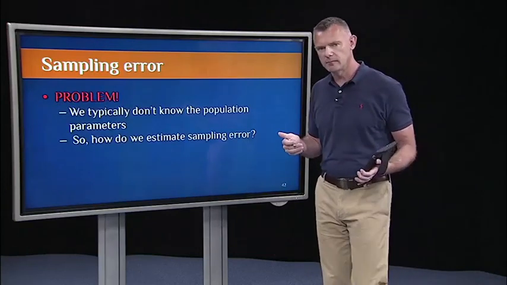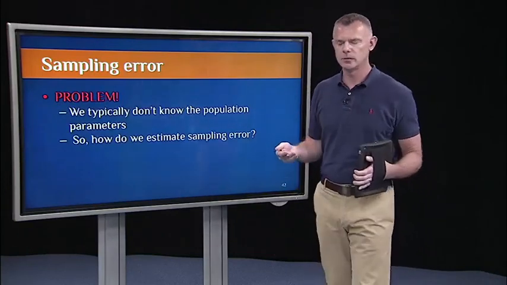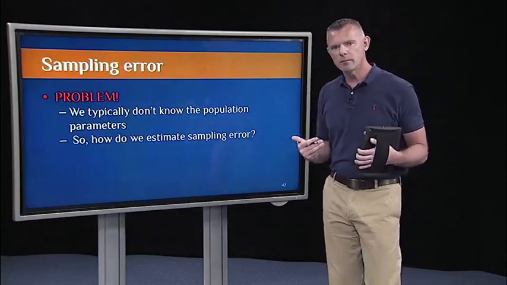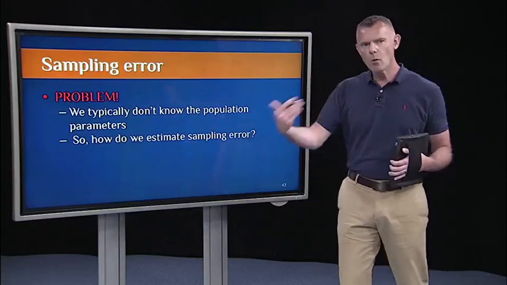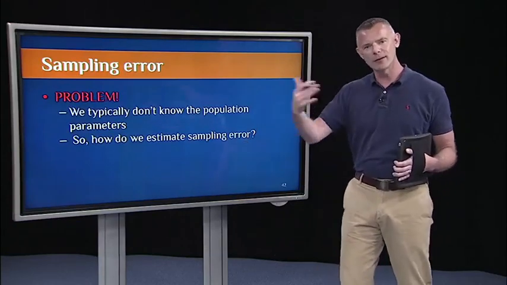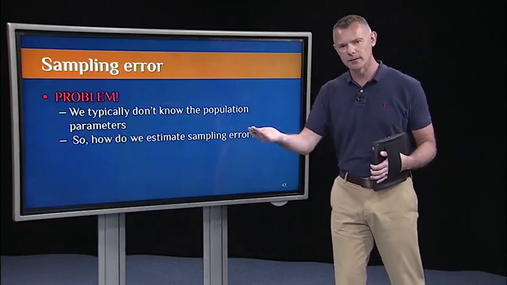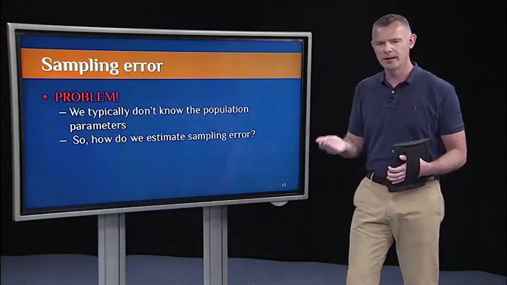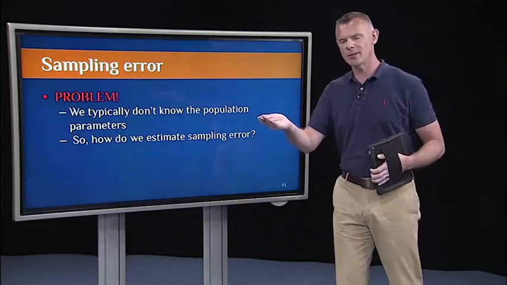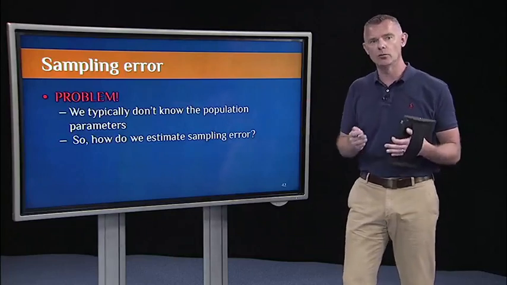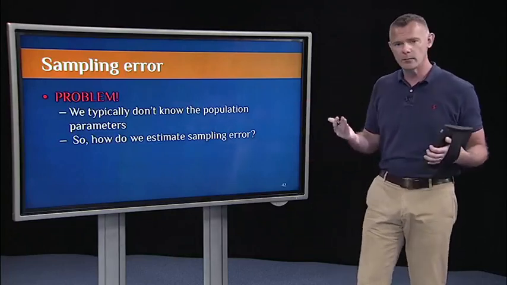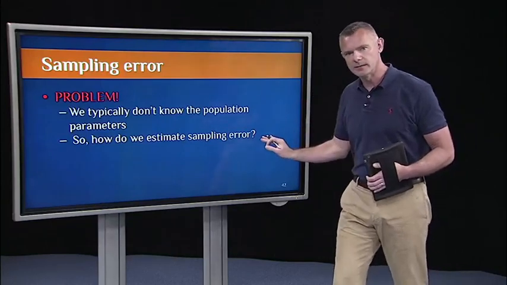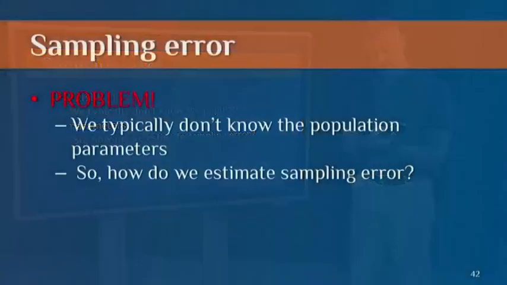In statistics and in inferential statistics, which is what we'll be doing going forward for the rest of the course, the main problem here is that we don't know the population parameters, right? That's why we're getting the sample and trying to do this inference. So if sampling error is defined as the difference between the sample statistics and the population parameters, how can we calculate that if we don't know the population parameters? Well, we can't calculate it exactly, but we can estimate sampling error. So how do we estimate sampling error?